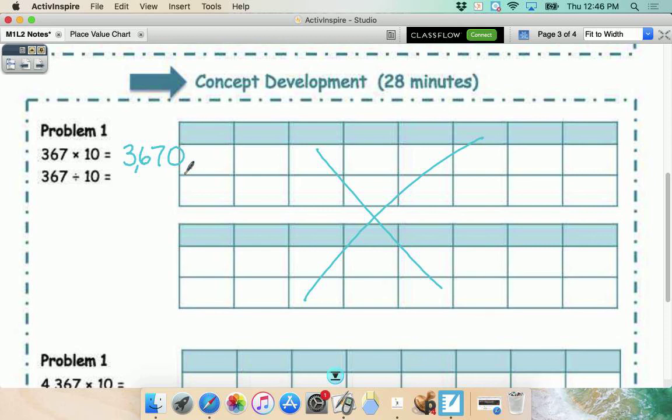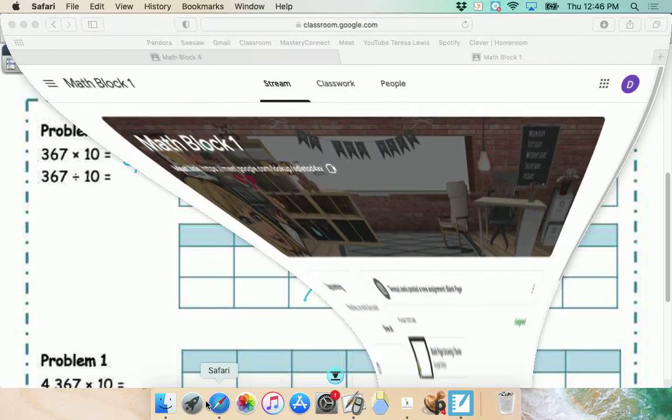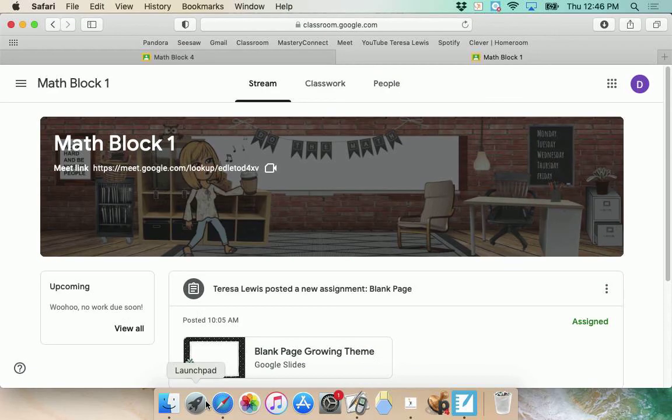Okay, the next one. Now the zero trick says I can cross off a zero when I divide. Is that going to work here? No. Absolutely not. So here's what you're going to do. You're going to go to Google Classroom. Go ahead. Yes? I think I already know the bottom one. Okay, but let's go to Google Classroom like the teacher said.